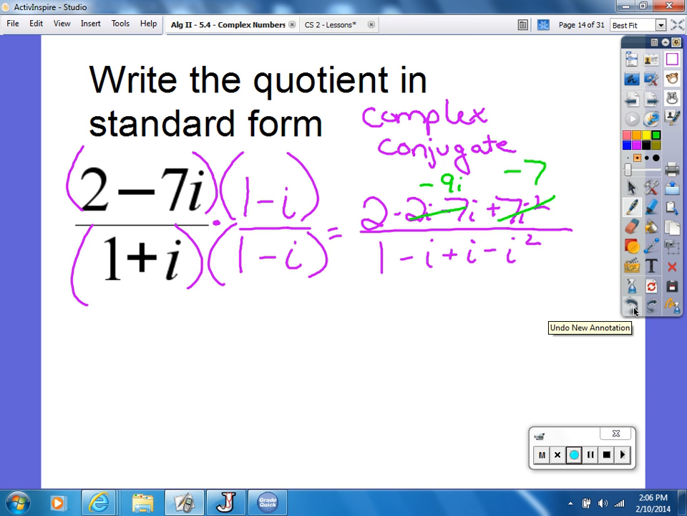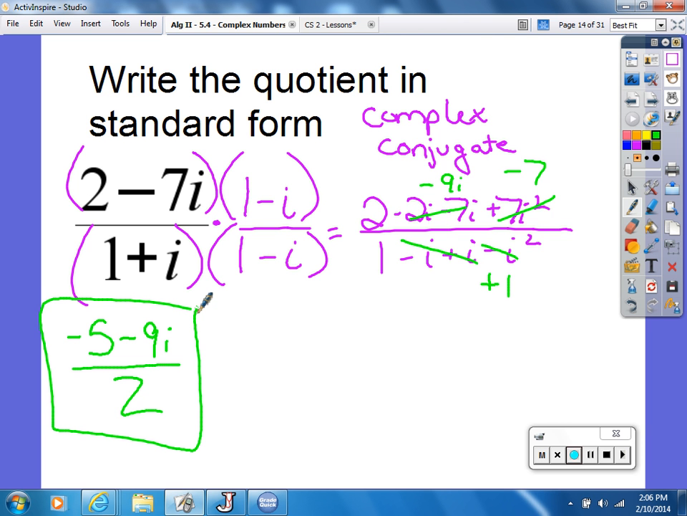Okay, so now 2 minus 7 is what number? Negative 5 minus 9i. Now that's just the top. That's all I've done so far is FOIL and combine like terms on the top. Any questions so far? No? Okay, on the bottom, what's going to happen with negative i and positive i? Good. So they cancel. And negative i squared is going to become what number? Positive 1. 1 plus 1 is 2. There's your answer.